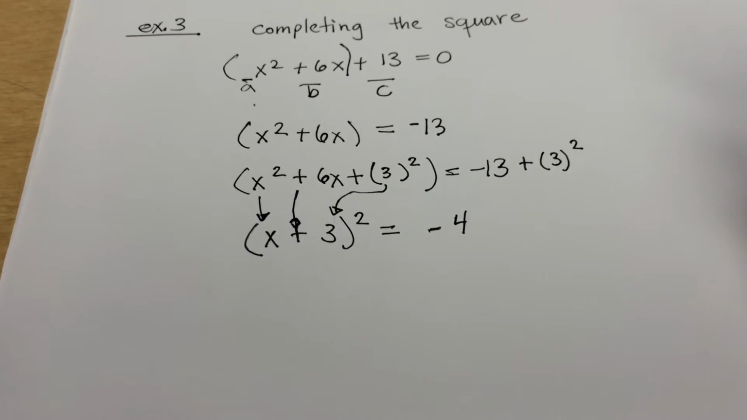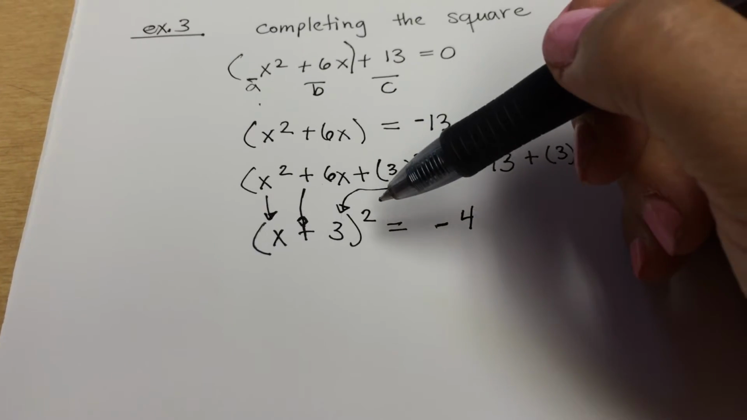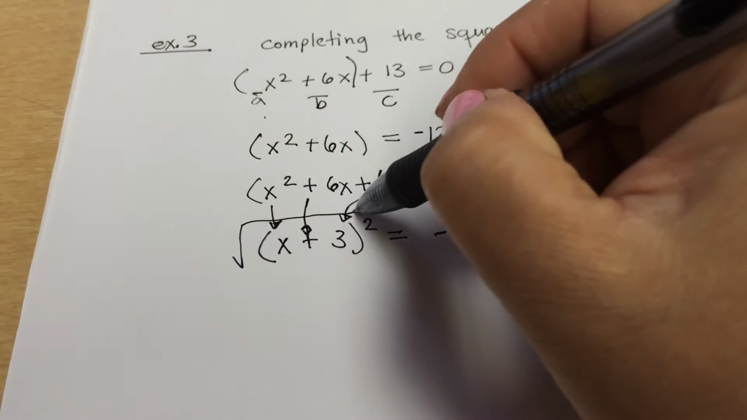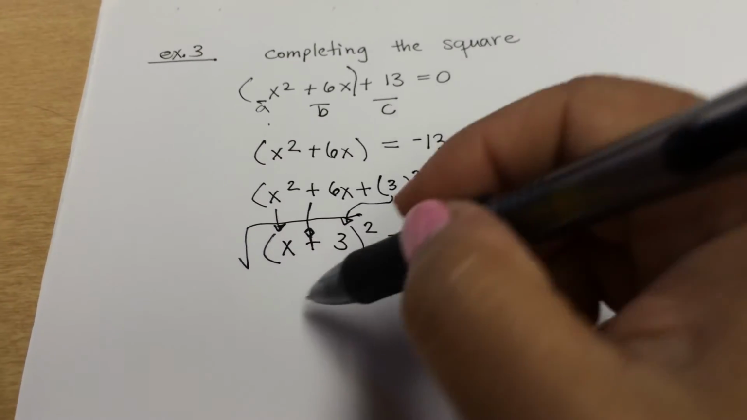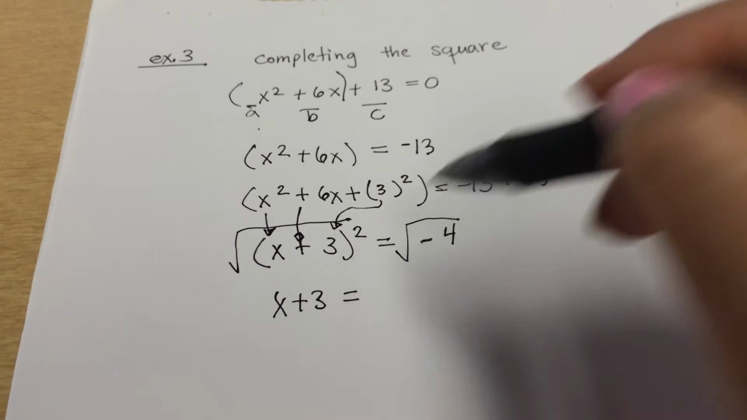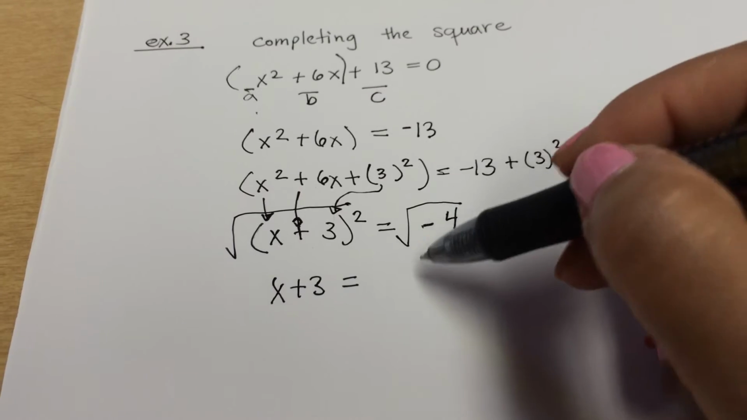Okay, so now we continue on to solve for x. This is now back to algebra 1. When we do this, we have to get rid of the square, so we're going to take the square root on both sides. And then you're going to be left with, on this side, x plus 3 equals the square root of a negative 4. So again, that's the complex part of it. So we're going to bring that out.